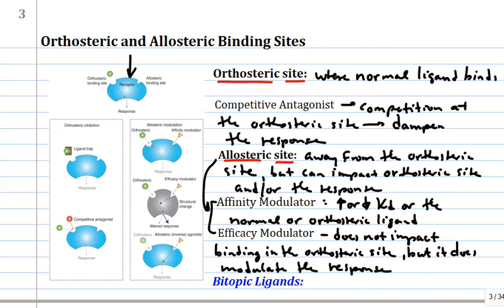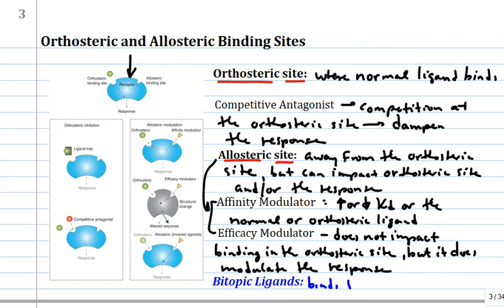I do want to mention the term bitopic ligands. This is a big thing in drug design now. If you want to shut down a receptor, can we design a molecule that binds in both the orthosteric site and allosteric site at the same time? So the molecule has features such that it can bind in both sites. So it has to be a pretty big molecule probably, or a fairly large molecule for this to work.